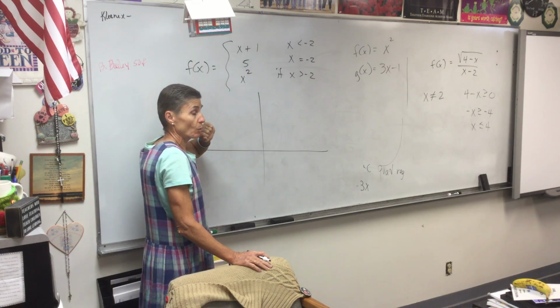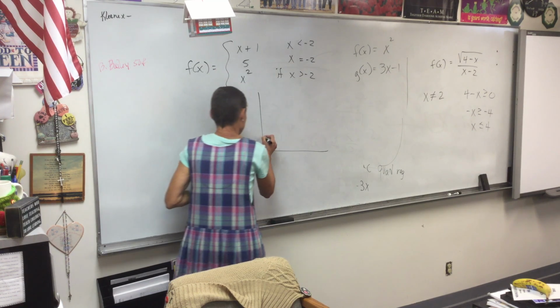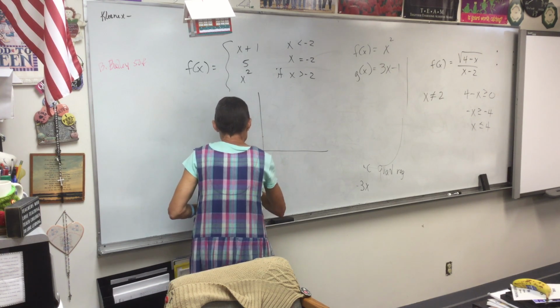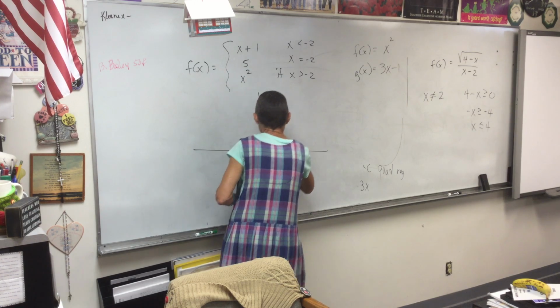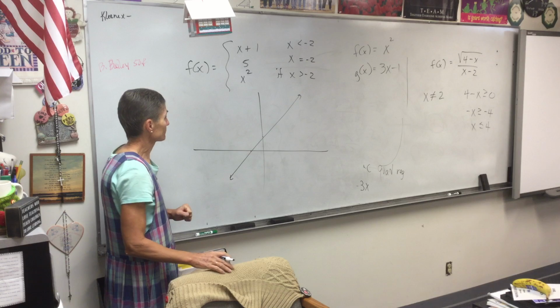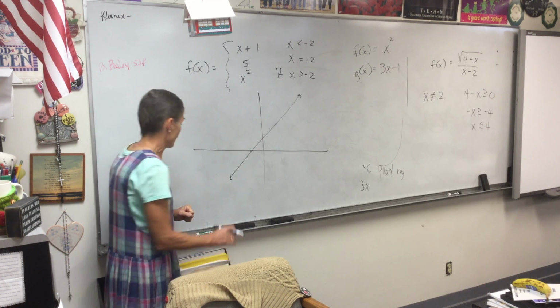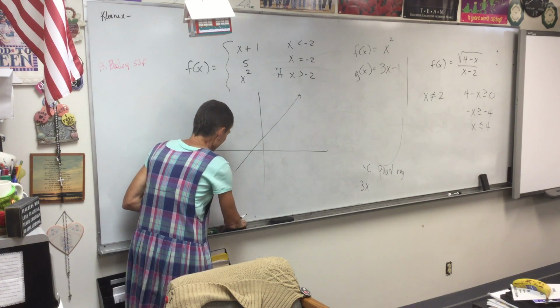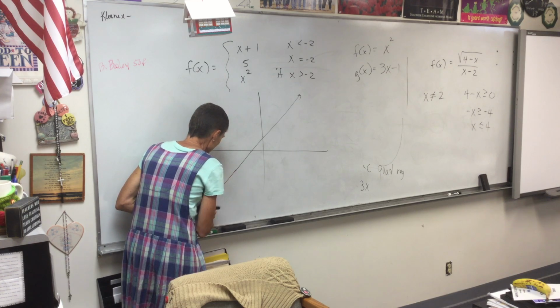All right, so I'm going to sketch this thing. Here we go. Okay, so remember how we do this? What's that? The line. That is the identity, right? Adding 1 to it does what? Moves it up 1. So we're going to have this line right here. Picked up 1 unit.